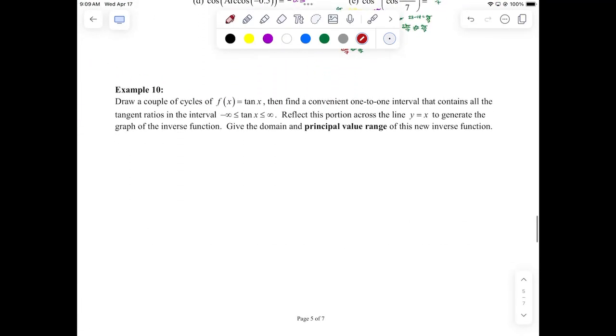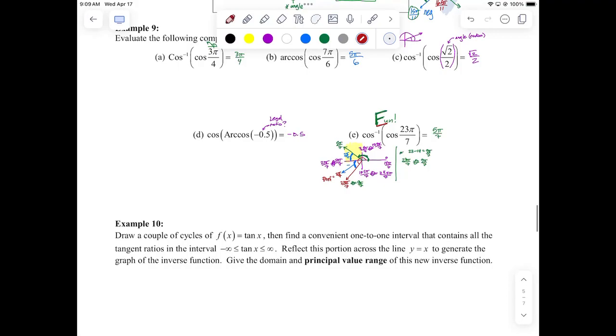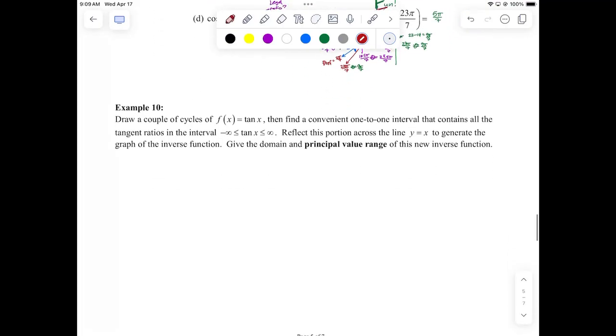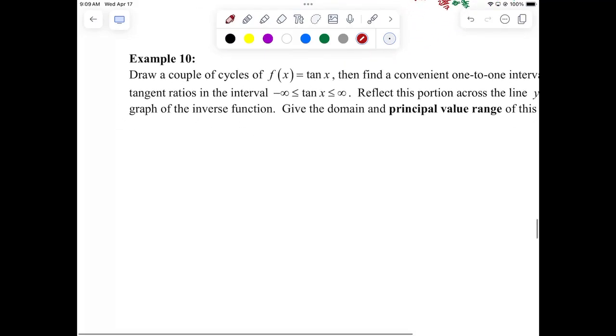Okay. Are y'all okay with arc sine and arc cosine now? You know the principal value range of each of those. Okay. It's time to meet the third and final one. We're not going to look at secant, cosecant, and cotangent. The last one for which you are responsible is tangent. So we're going to do the same thing we did with the others. We're going to draw a couple of cycles of tangent.